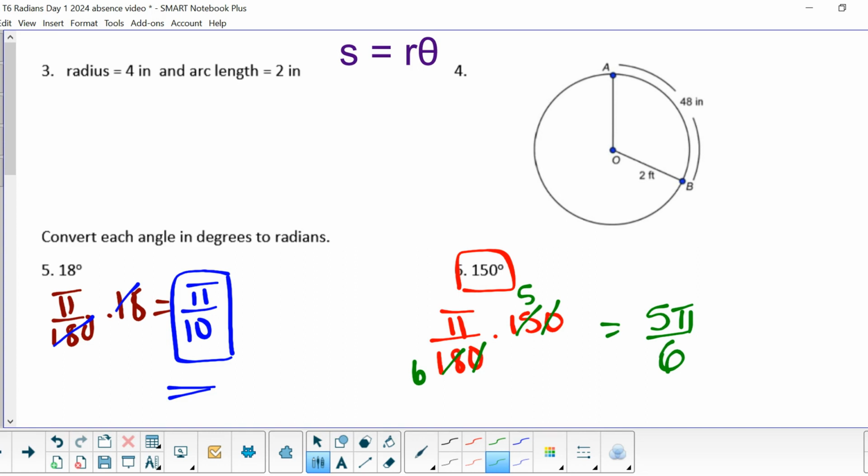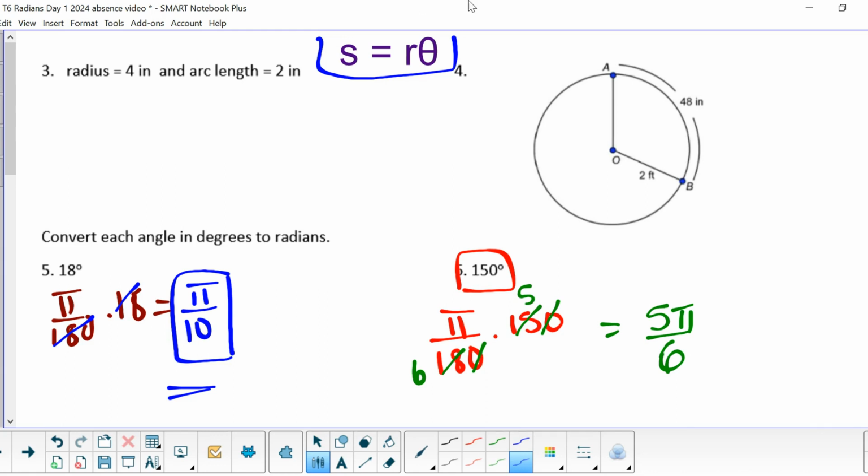And you might even want to add some of these to the unit circle that you've been filling in. You should have that one that has just one spot left to fill in. We've already done the degrees and the coordinates. So now you might want to fill in these radian measures as well. Okay, let's go back up to 3 and 4. So 3 and 4 are asking you to find either arc length or the radius or the angle in radians.